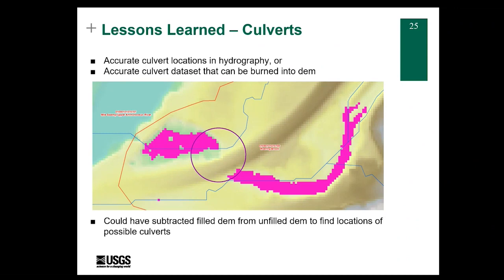A culvert data set would also be helpful prior to creating the hydrography. If there are not culverts in the hydrography, there are processes that can be used to help identify them. And Al Ray's discussed subtracting a filled DEM from a raw DEM to help highlight culverts. And this could have been done prior to generating catchments to highlight locations that have been filled and where culverts may be. My colleague developed a tool using this process, and the outputs are seen here in pink.